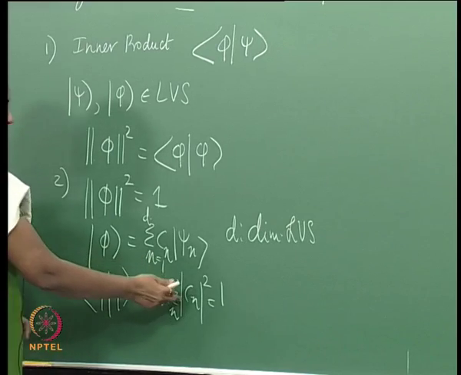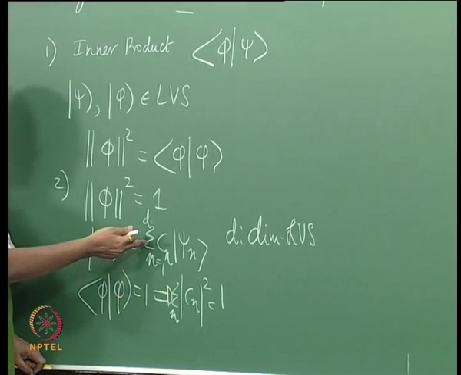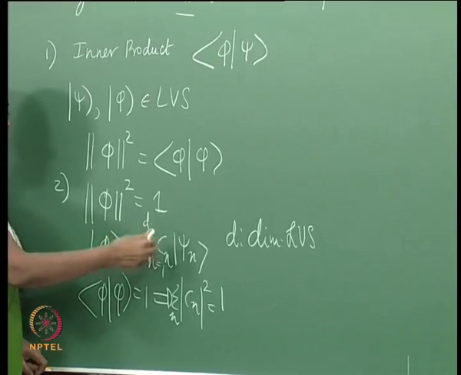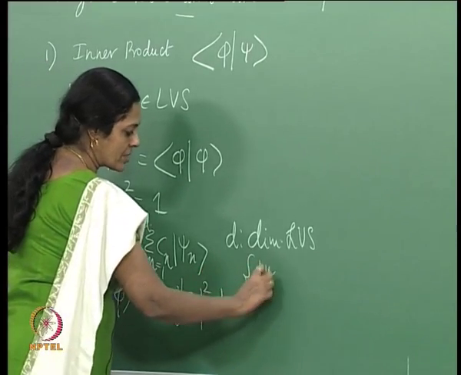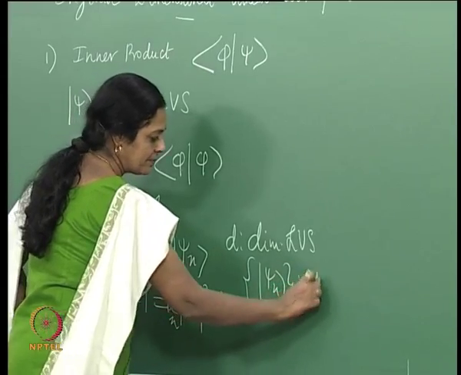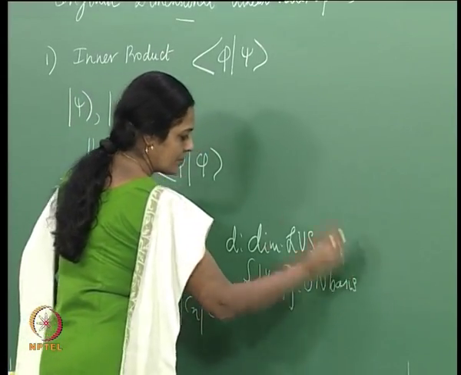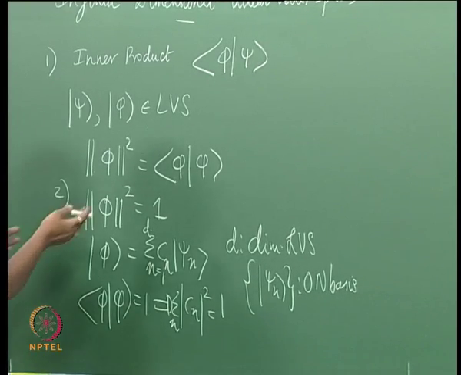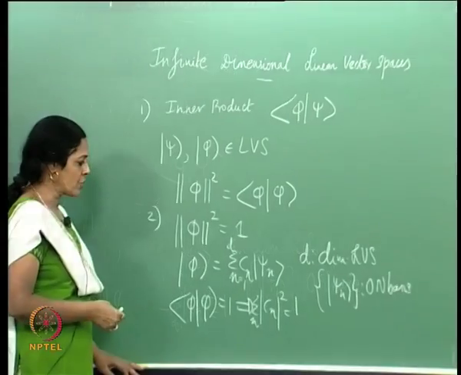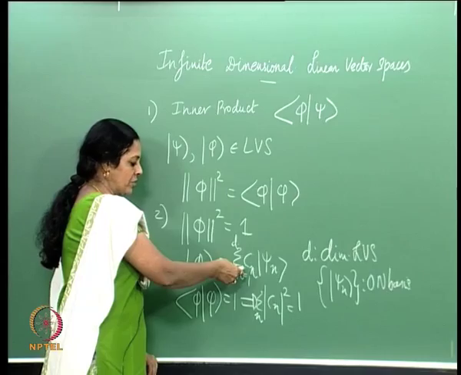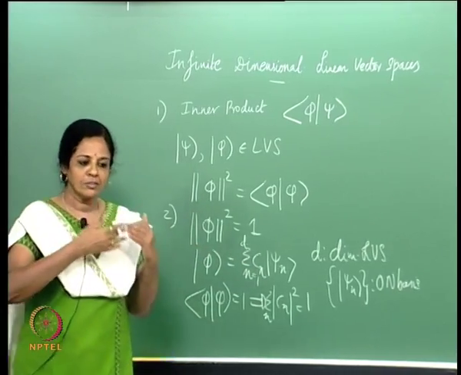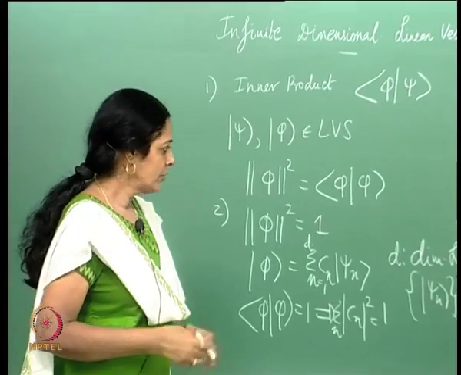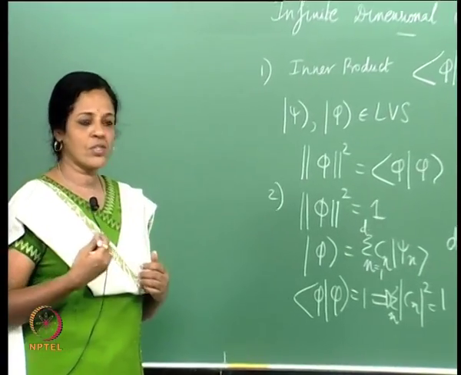Cn's could in general be complex, but they happen to be the expansion coefficients when phi is written in terms of an ON basis set psi n. Clearly, I could have expanded phi in terms of another orthonormal basis in the same finite dimensional linear vector space. Then the coefficients would be different, and there is a way of going from one basis to another basis through a unitary transformation, which we demonstrated earlier.